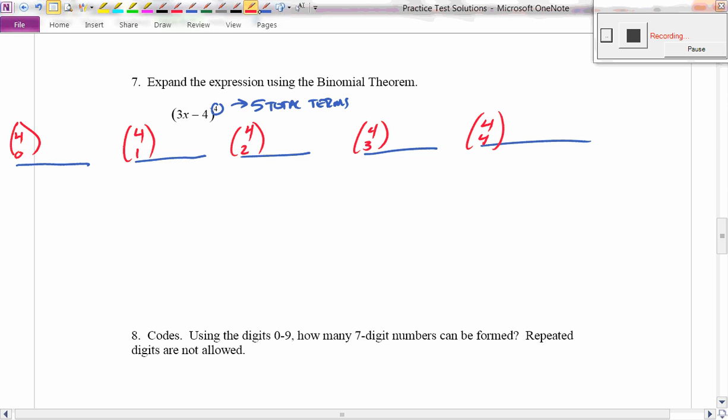Then I'm going to take a look at my first term, which I'll do in blue for you. So 3x. So that's going to be 3x to the 4th, and then 3x to the 3rd, and then 3x squared, and then 3x to the 1st, and then 3x to the 0. Then in green here, I will do the 4th term. So that's going to be 4 to the 0, 4 to the 1st, 4 squared, 4 to the 3rd, and finally 4 to the 4th.